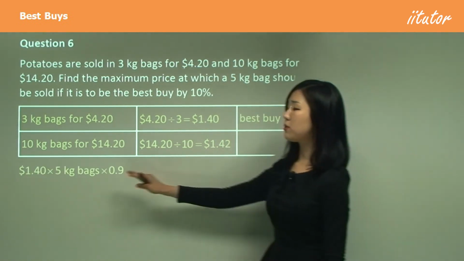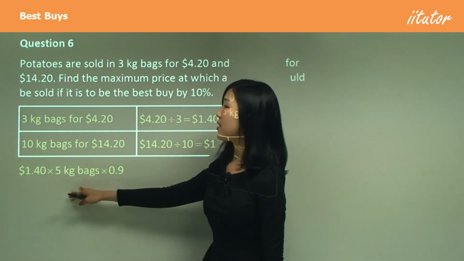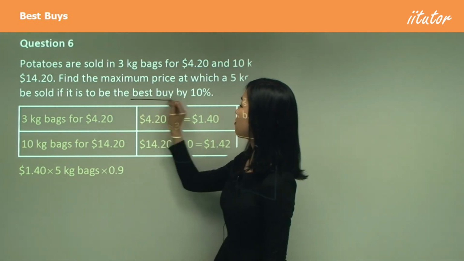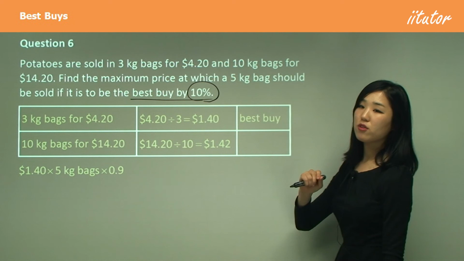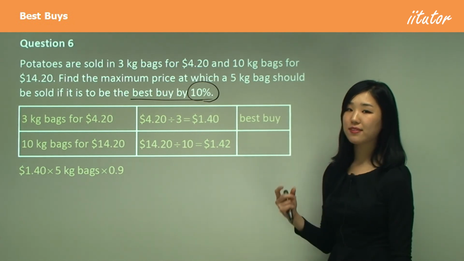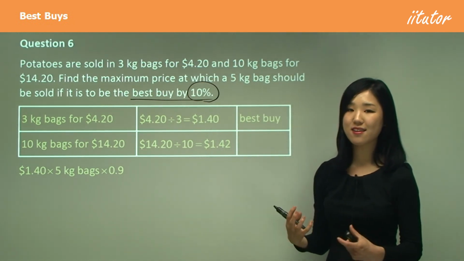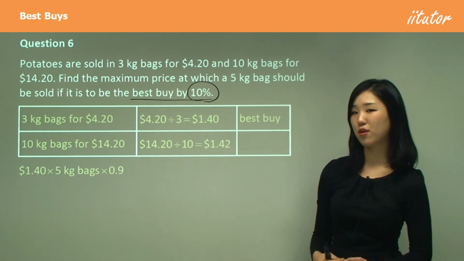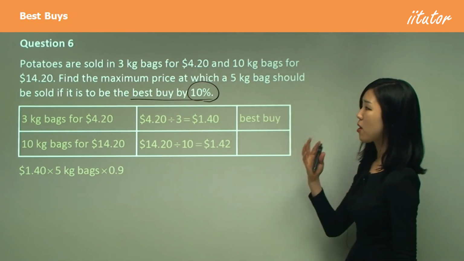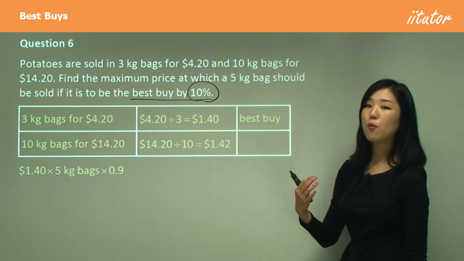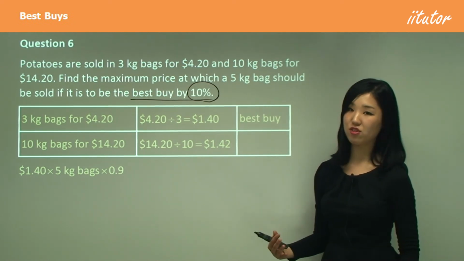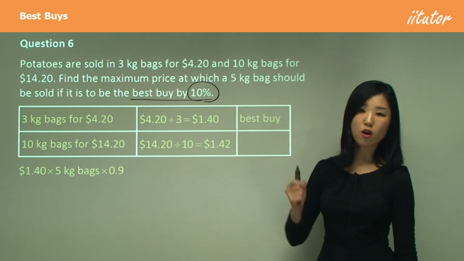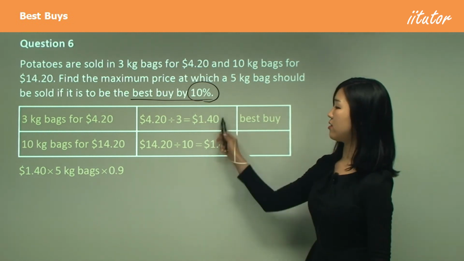I'll simply multiply by 5, but see what I'm doing now. The question says best buy by 10%. We want it to be the best buy by 10%. We want a 10% discount when I purchase the 5 kilogram bag. That's what it means here. So once I purchase the 5 kilogram bag, I want to have a 10% advantage than just getting the cost of 1 kilogram according to this price here.